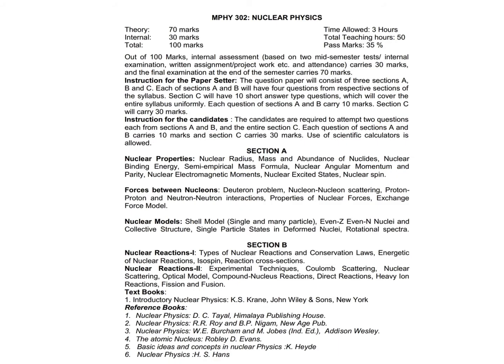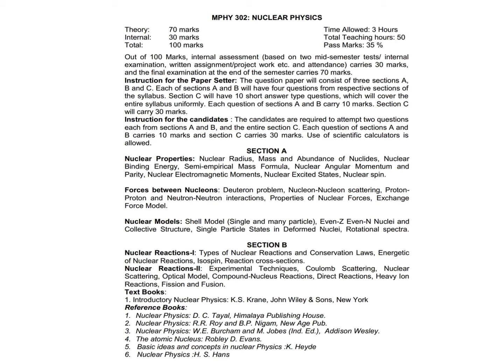So let's have a look at the syllabus of nuclear physics. The syllabus consists of two sections, section A and section B. Section A consists of nuclear properties, forces between nucleons and nuclear models. While in section B, we have two parts of nuclear reactions, nuclear reaction 1 and nuclear reaction 2.